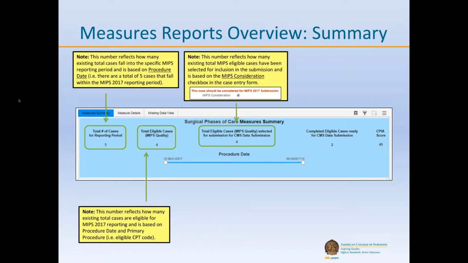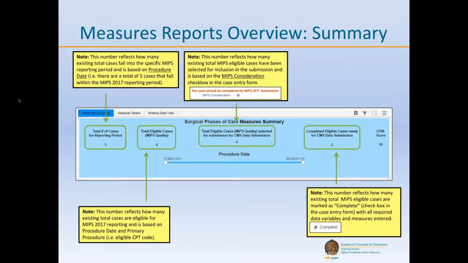Next, we have the total eligible cases selected for submission for CMS data submission. This number reflects the number of cases in 2017 plus the eligible procedure CPT code, and the cases that you have selected for MIPS consideration. So that's the checkbox at the top of the case form. And then we have the completed eligible cases ready for CMS data submission count. This number reflects how many existing total MIPS eligible cases are marked as complete with all required data variables and measures entered.